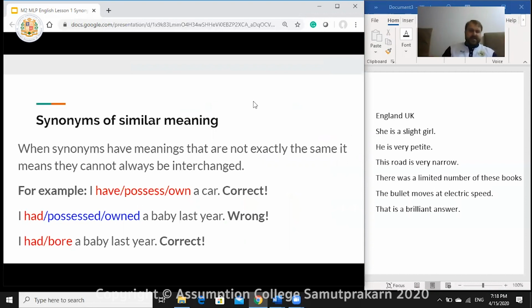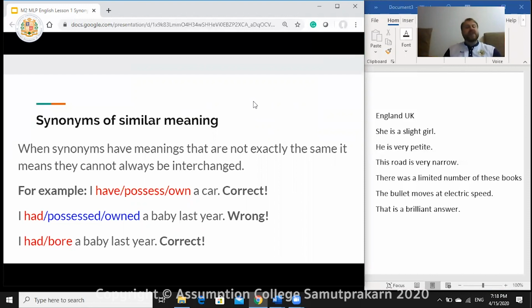When synonyms have meanings that are not exactly the same, it means they cannot always be interchanged, only in some examples. So this first sentence: I have a car, I possess a car, I own a car. In that sentence, all three synonyms can be interchanged. They mean the same thing.